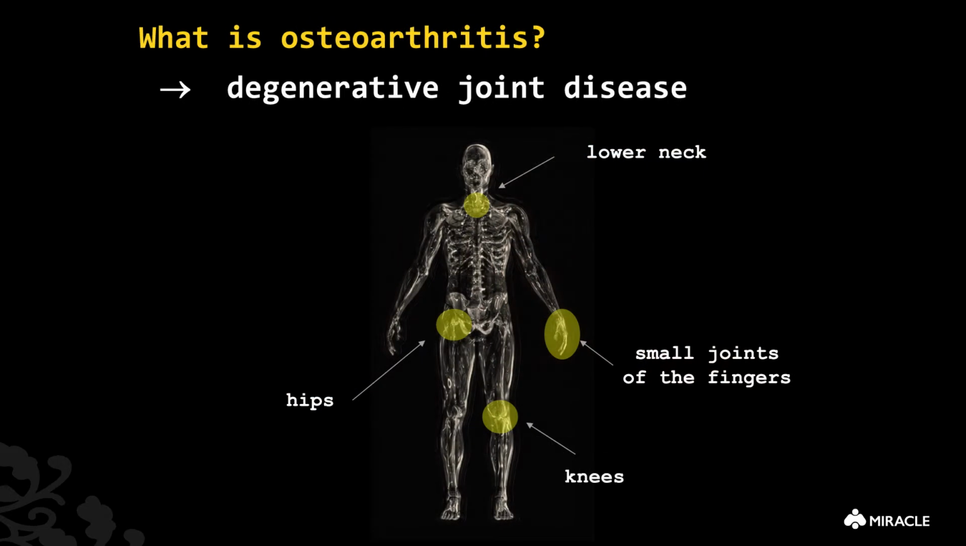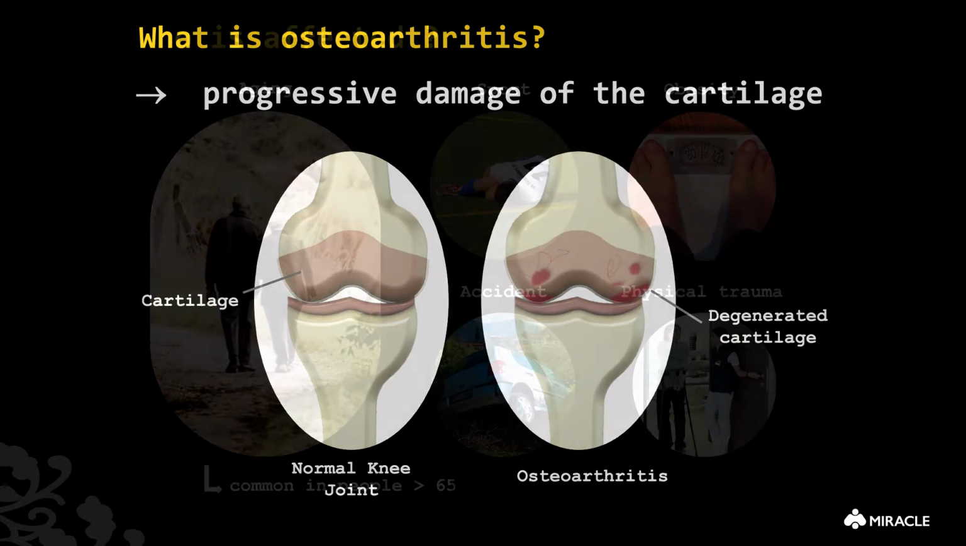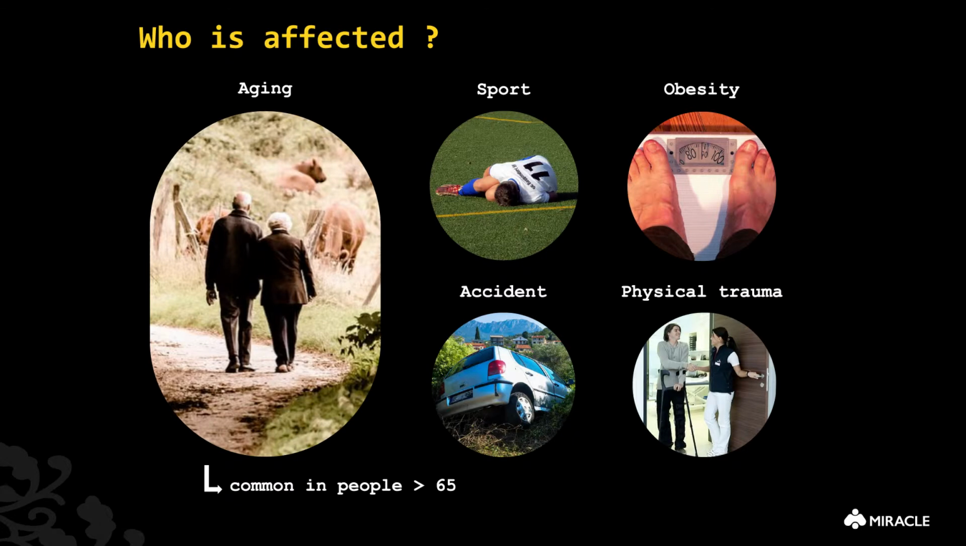But what is osteoarthritis? It's a degenerative joint disease which can affect any of the joints in the human body. The most common joints affected by osteoarthritis are knees, hips, the small joints of the fingers, and the lower back and neck. All the joints are connected by a tissue called cartilage. A healthy joint has intact cartilage, as illustrated in the picture on the left. But when you have osteoarthritis, you have small damages that start with very small cracks, but progress to larger damages, creating a degenerated cartilage.